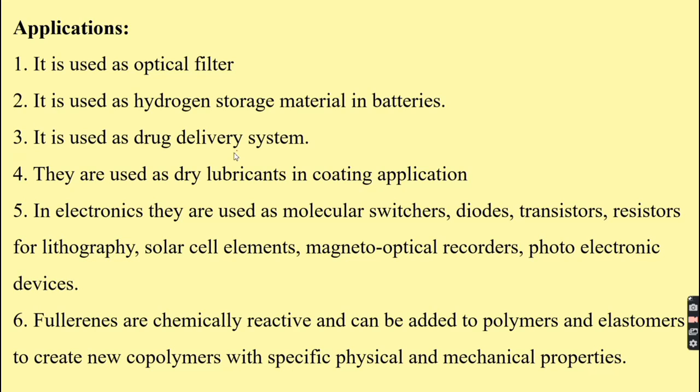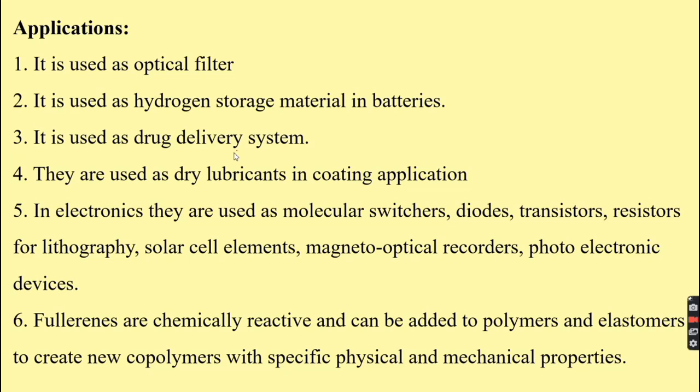In electronics, they are used as molecular switches, diodes, transistors, resistors for lithography, and solar cell elements. Another important application is the solar cell element, combining fullerenes, nanotubes, and polymers to produce an inexpensive solar cell that can be formed just by painting. So it is used in the solar cell. In hydrogen storage systems, it is used possibly as a fuel cell tank, and even to power a car. A car can be powered by these fullerene components.